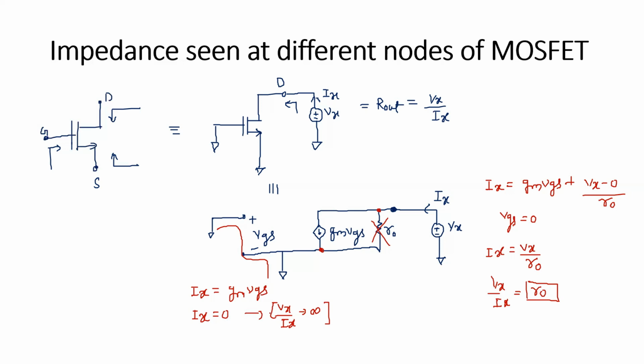Now let's calculate the impedance from the side of the source. If I calculate this impedance from the side of the source, this is your source terminal, and suppose the drain is grounded, the gate is grounded, and r0 is considered. If it is not considered, then I'll tell you later. So this is your test source, Vx, and this is Ix.